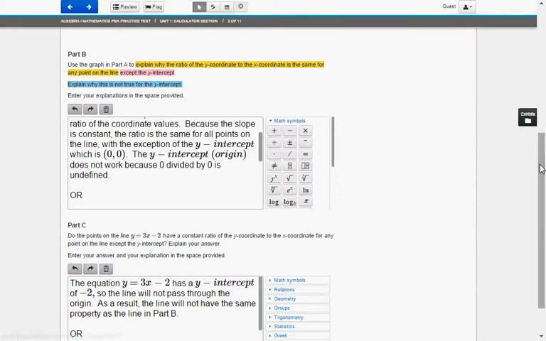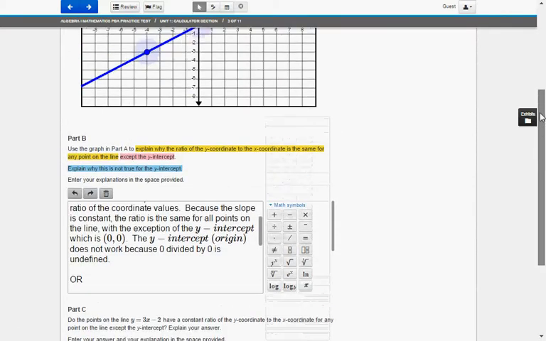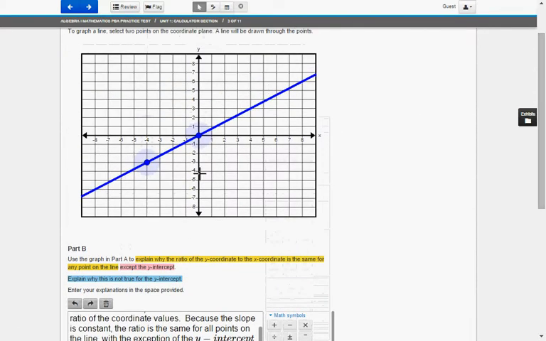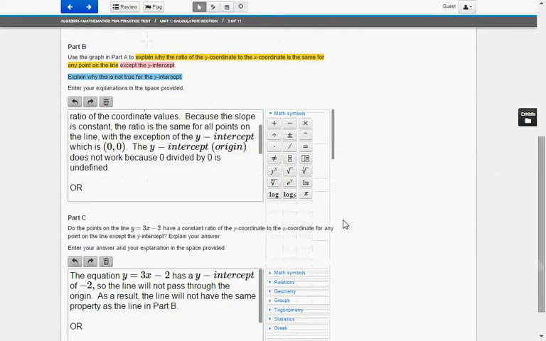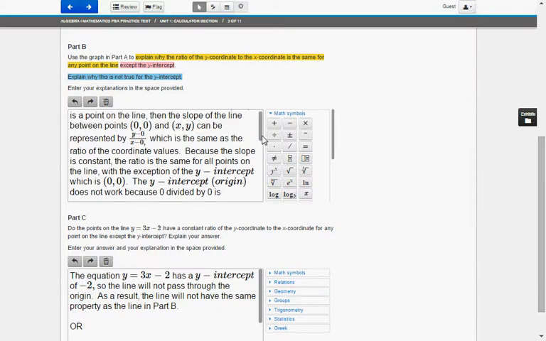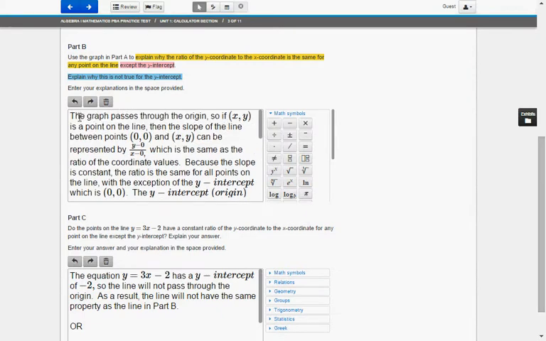If you take a look at the line that we just graphed in part A, the equation for this line is y equals 3/4 x plus 0, because the y-intercept is 0. So the explanation that's given in the solution key, if you look at the shared solutions online, says this.